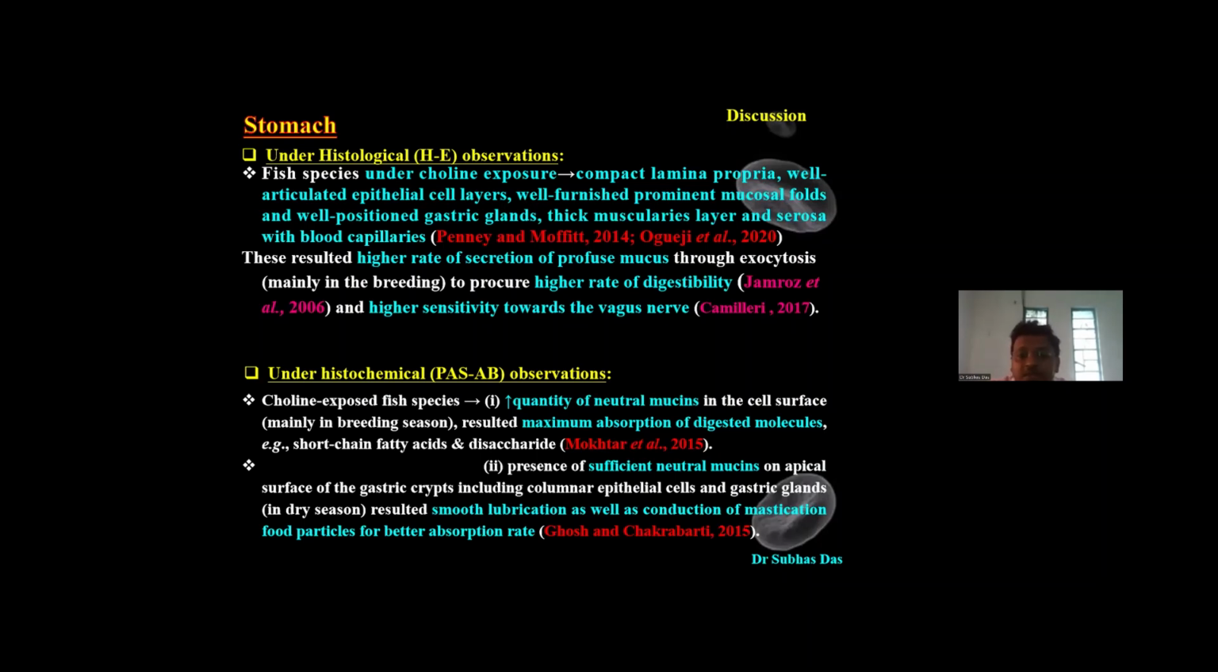Under the histochemical observations, we can see a rise in the quantity of neutral mucins, and it helps in the maximum absorption of the digestive molecules. Mainly short chain fatty acids and the presence of sufficient neutral mucins on the epithelial surface of the gastric crypts, including columnar epithelial cells and gastric glands, result in smooth lubrication as well as conduction of the masticated food particles for a better absorption rate.